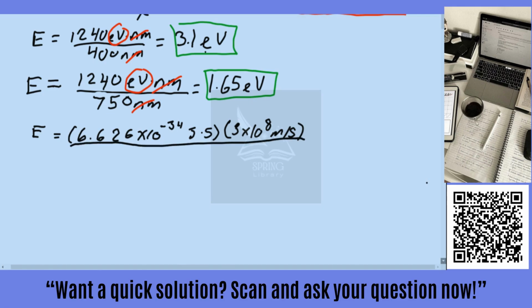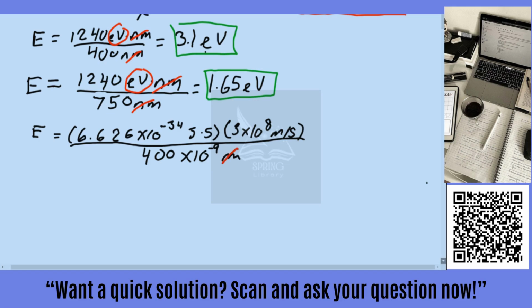And I'm going to first calculate our 400 nanometer wavelength. So dividing by wavelength here is 400 nanometers. I'm going to convert that into meters because you can see there's meters here in our speed of light. So that is 400 times 10 to the minus 9 meters.